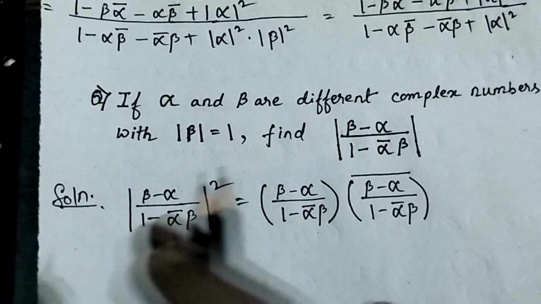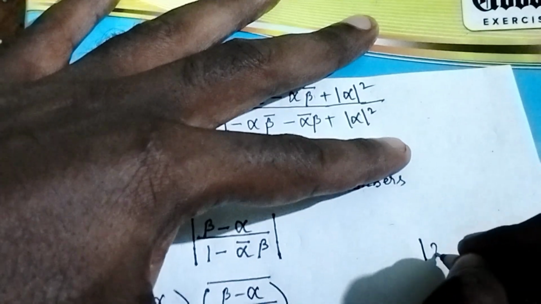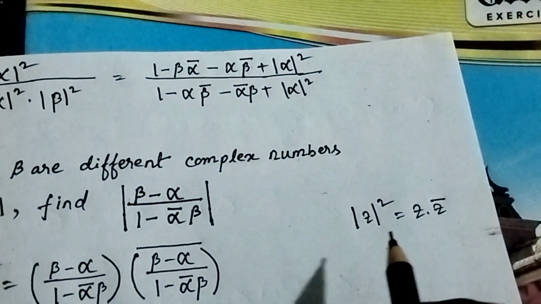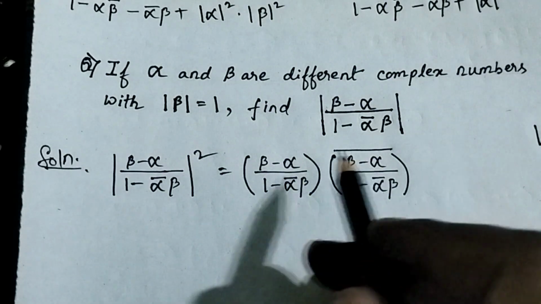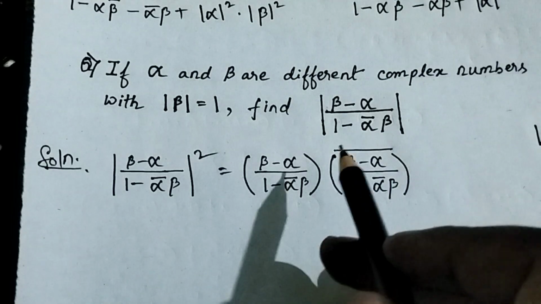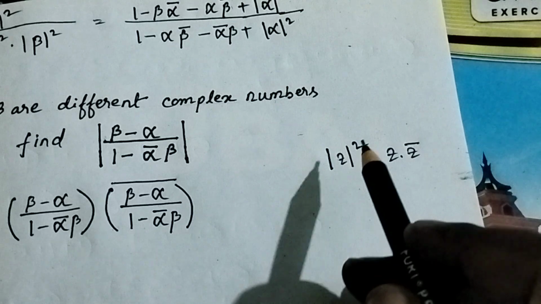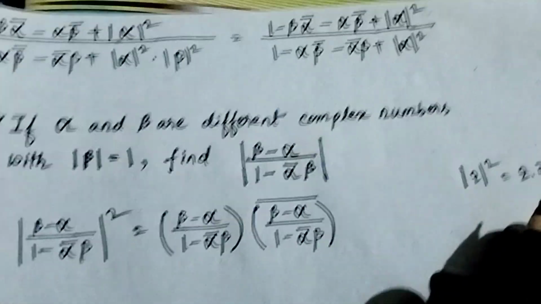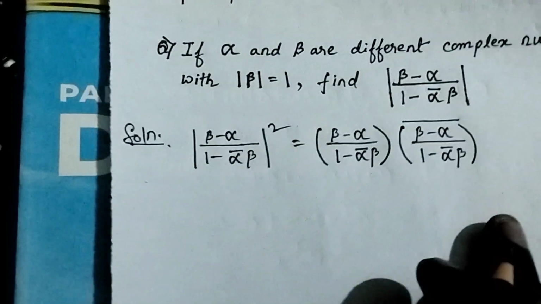I hope you know this, that mod of z square is equal to z into z conjugate. We have applied this formula only. So mod of this square will be this one into (beta minus alpha by 1 minus alpha conjugate beta) whole conjugate. Like this formula, mod of z square is equal to z into z conjugate. So we have used this.